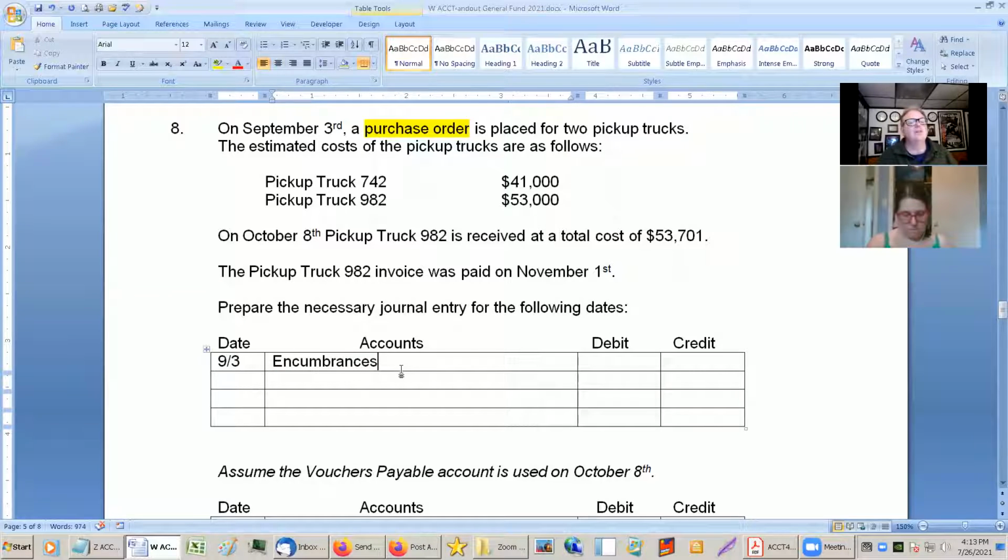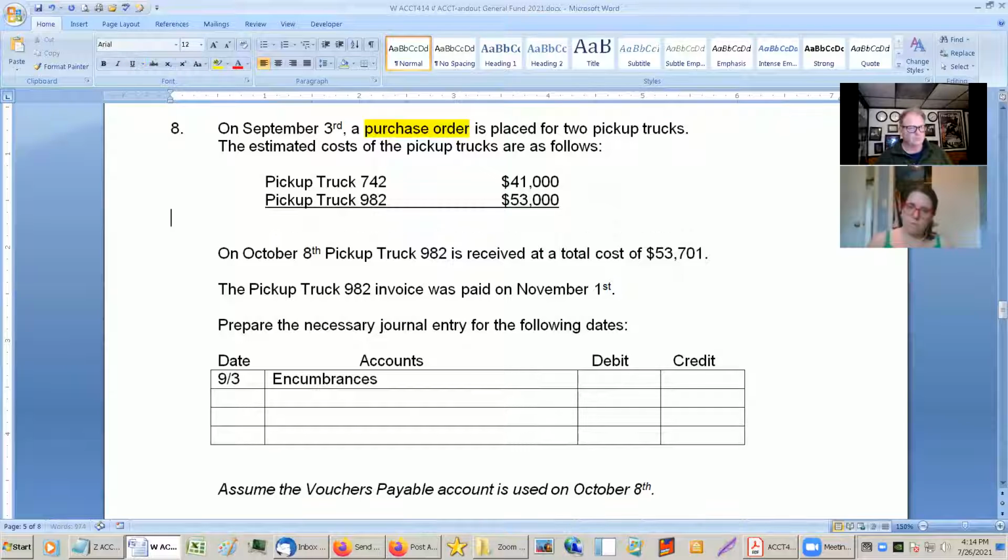Let's see. So we have encumbrances. $41 plus $53 is what, 94? Yeah, 94. Okay, so we have encumbrances for 94,000. And we'll have encumbrances outstanding.